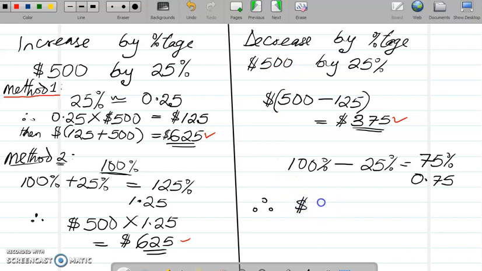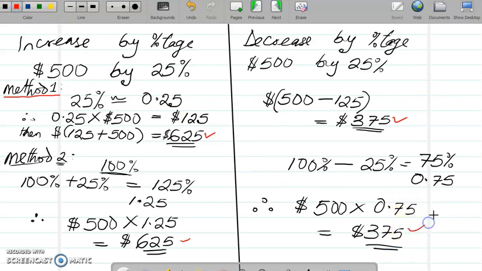Now the decrease gives us 500 multiplied by 0.75. You can see it will give us $375. So that is how we solve this question.